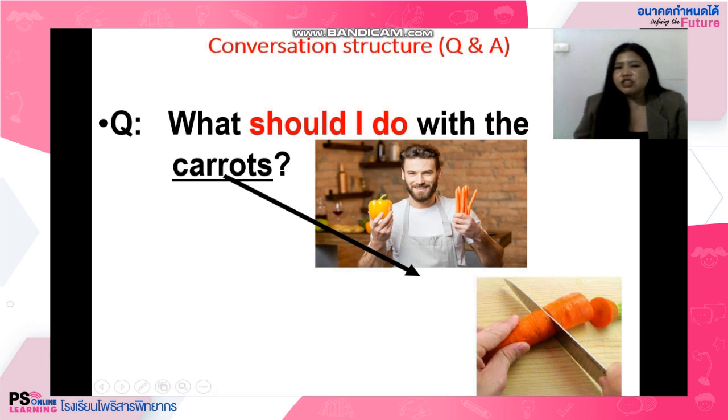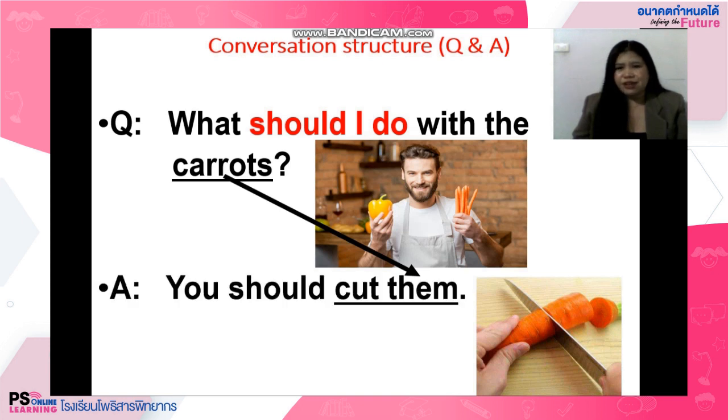So look at the action done here below. What is the action? That is cut, right? Very good. So you say you should cut them. Why them? Them, because carrots is plural. If you use a plural noun, you use them.